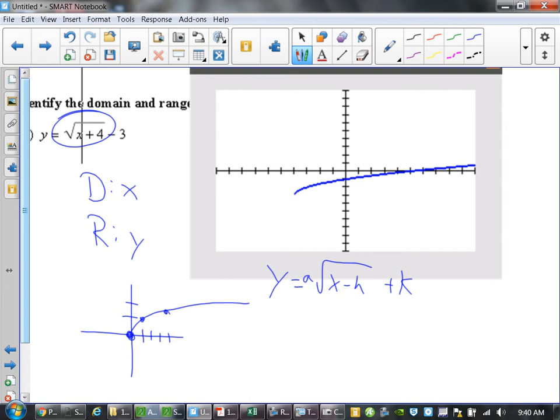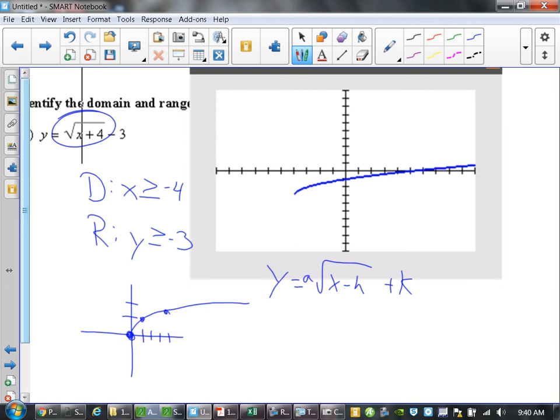So your domain is all x greater than or equal to negative 4. And now your range. The range is your possible y values. Well, your y values in this case start at negative 3 and then increase. So is it going to be anything less than negative 3 for y? No. So your y values are going to be greater than or equal to negative 3. It's a really easy thing to be able to interpret via the graph what the domain and range is doing, just by looking at it.